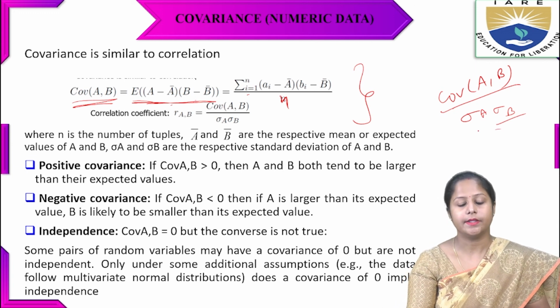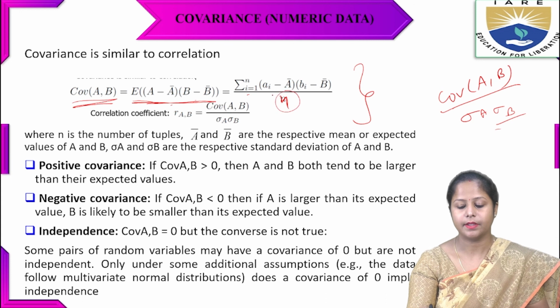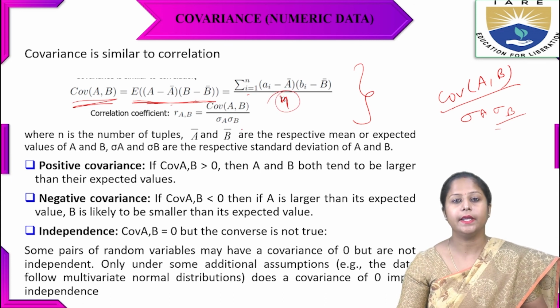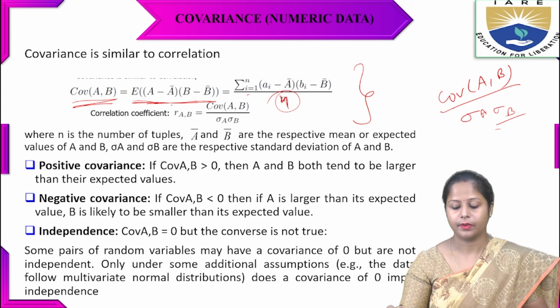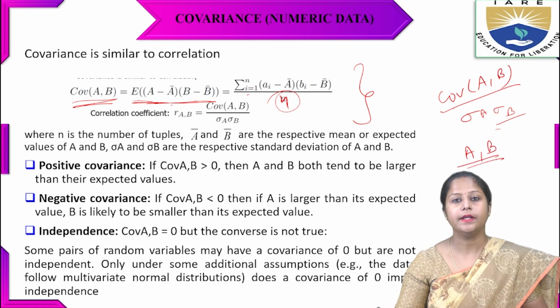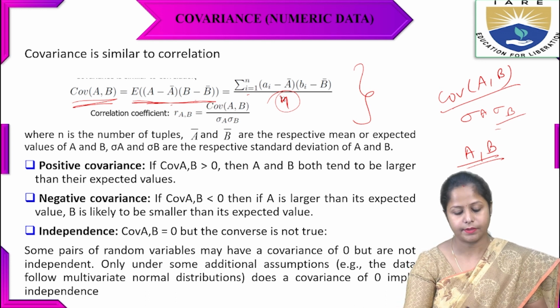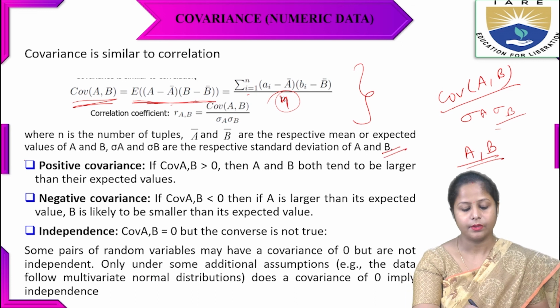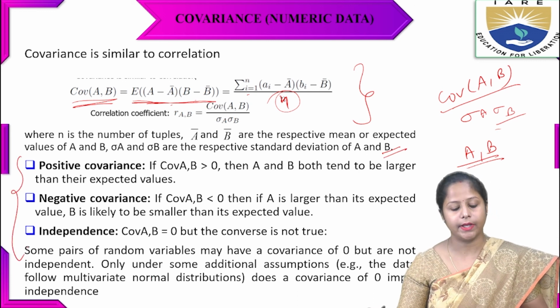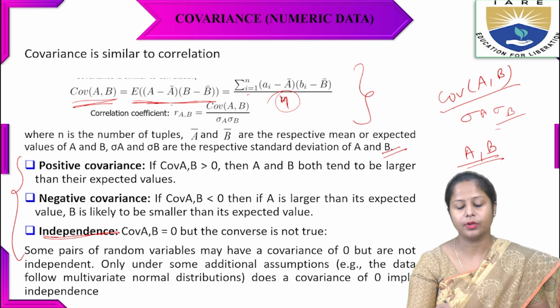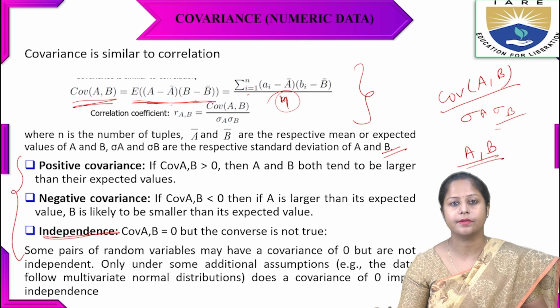Here n is the number of tuples. A bar and B bar are the respective means, or expected values, of A and B. Sigma A and sigma B are the respective standard deviations of A and B. So here also, positive, negative and independent covariance exist.